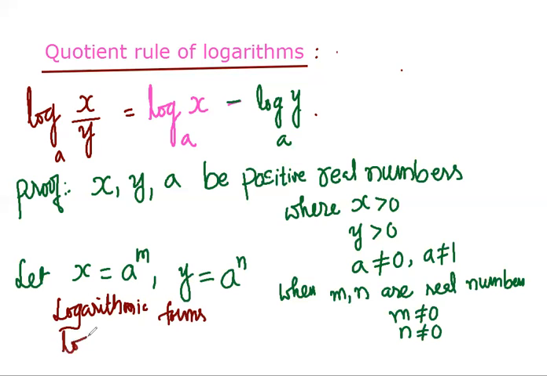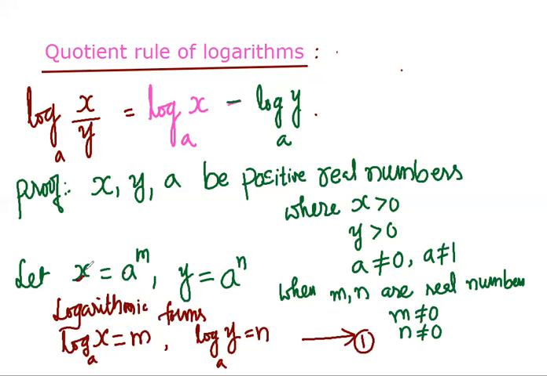Here logarithm of x base a is equal to m. Logarithm of y base a is equal to n. Let us give number 1 to this identity relation.